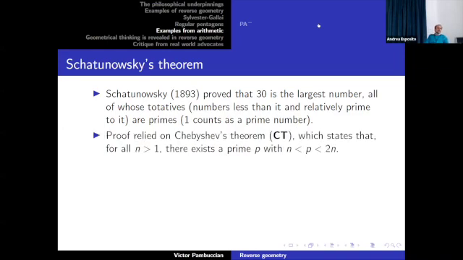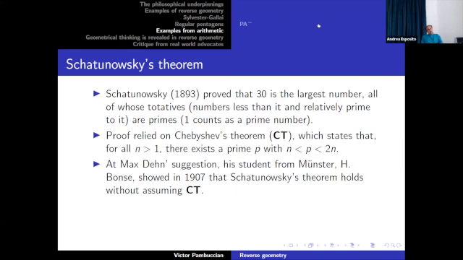His original proof relied on Chebyshev's theorem, which says that for every n there is a prime between n and 2n if n is at least 2. Max Dehn spent some time at the University of Münster, his first job. And there he had a probably undergraduate student, H. Bonse. I never could find out what the H stands for because he doesn't show up in later publications. He suggested, couldn't you find an easier proof of this theorem that doesn't rely on the very heavy machinery of Chebyshev's theorem? And Bonse had found one.